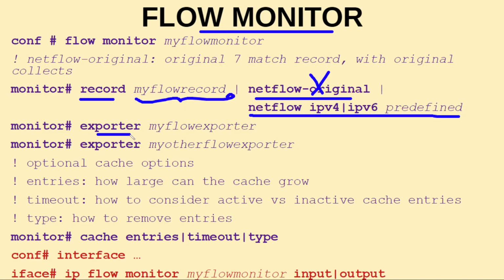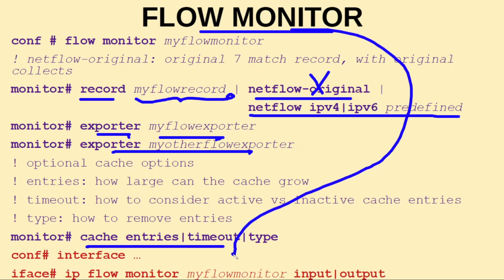We need at least one exporter. We can have more than one. We may configure the cache, and in order to apply the monitor to an interface, we will use the command ip flow monitor, the name of the monitor, and the direction.